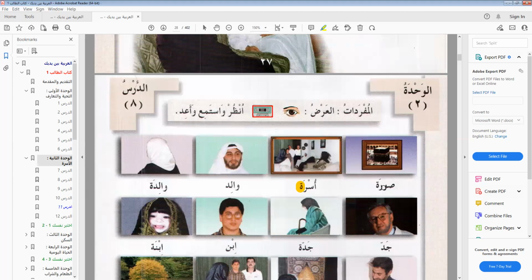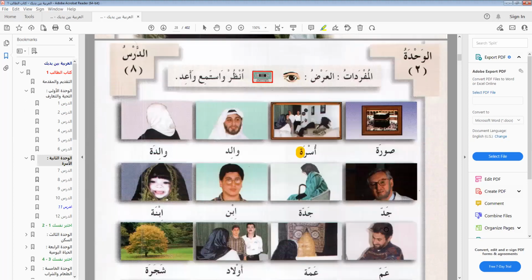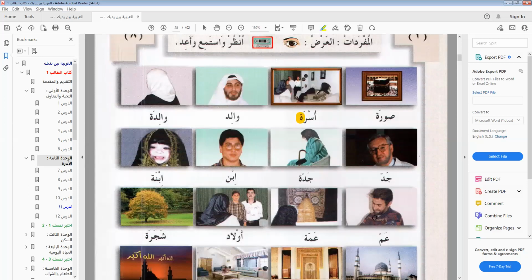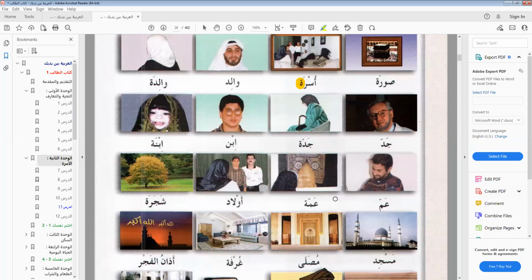Suratun, a picture. Usratun, a family. Walidun, a father. Walidatun, a mother. Jaddun, a grandfather. Jaddatun, a grandmother. Ibnun, a son. Ibnatun, a daughter. Ammun, an uncle. Ammatun, an aunt. Aulad, children. Shajaratun, a tree.